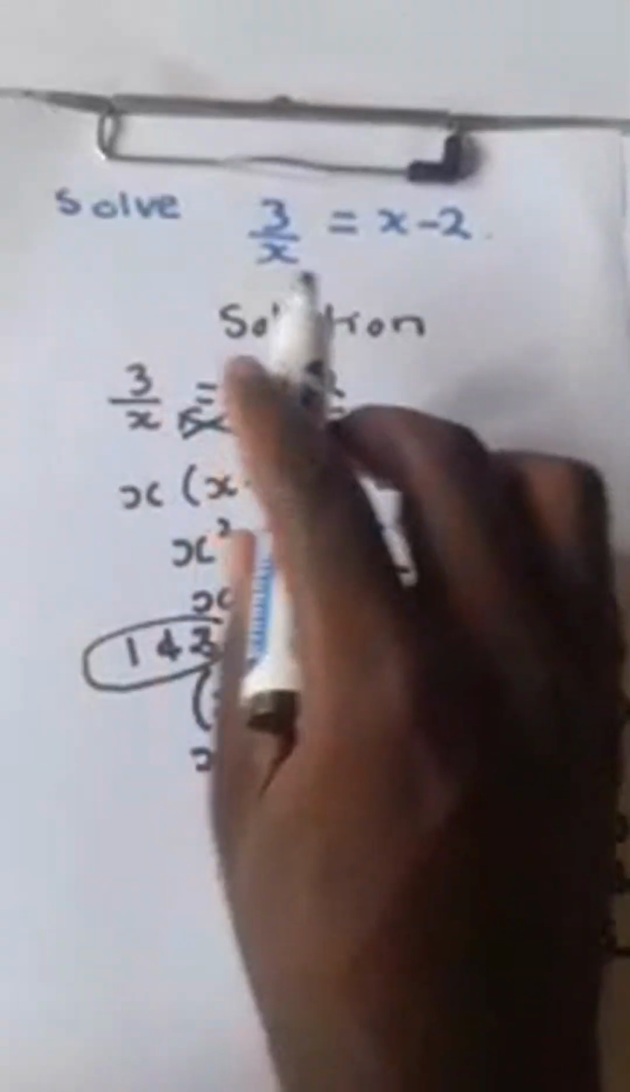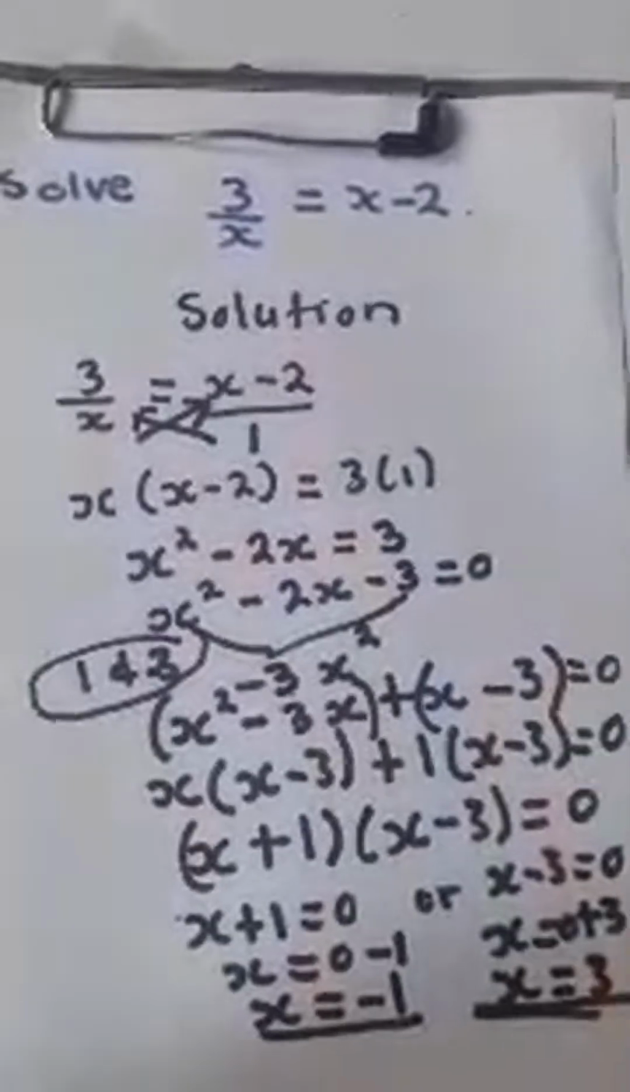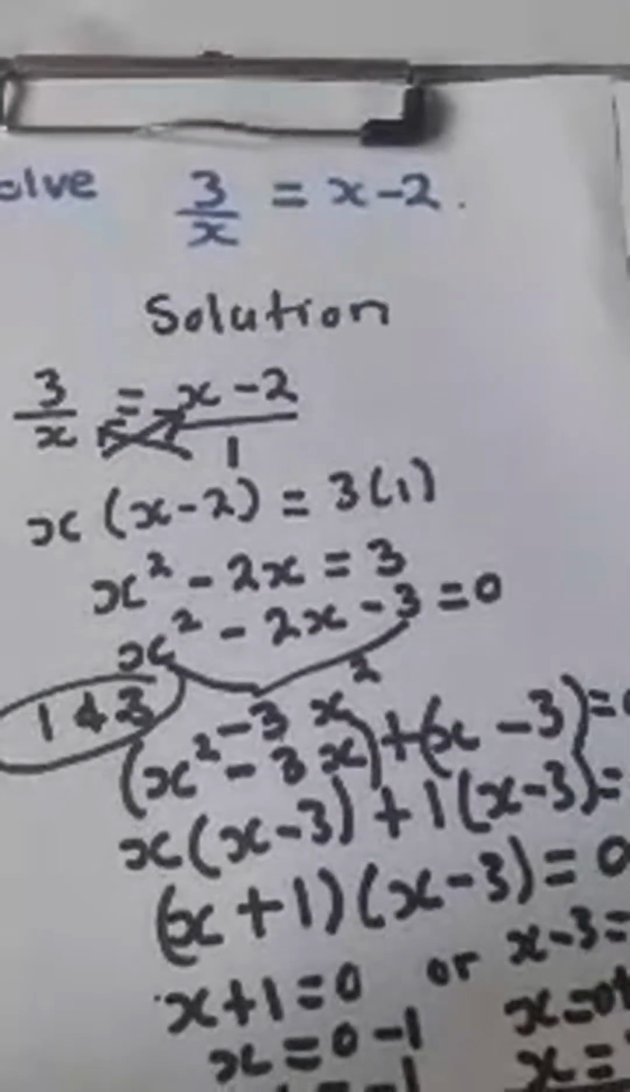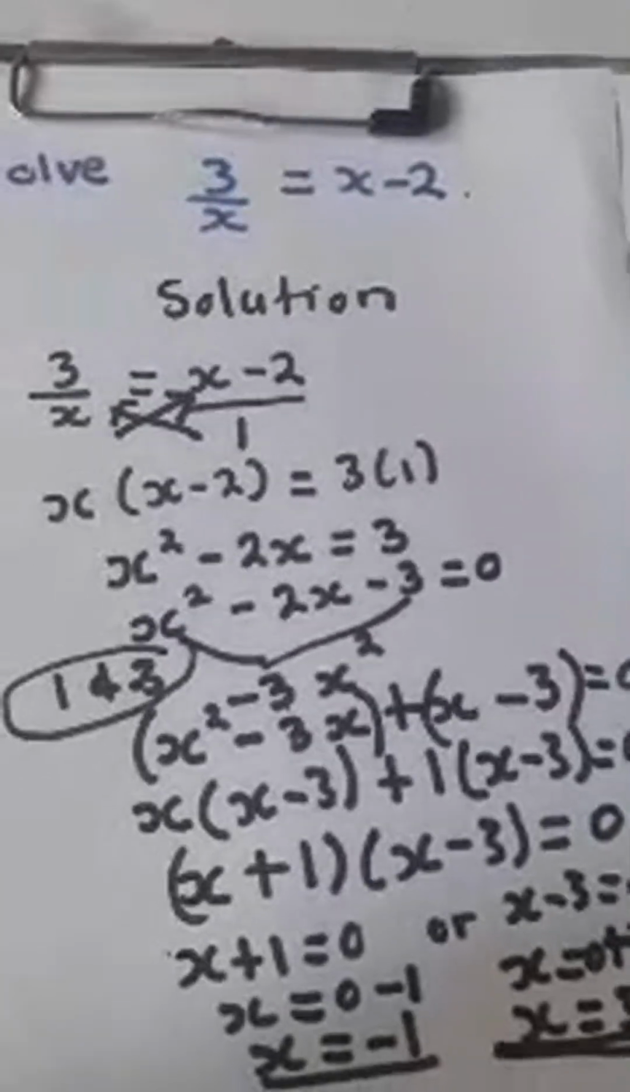And we're told to solve this equation, which is 3 over x is equal to x minus 2.